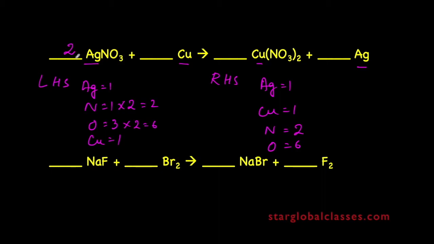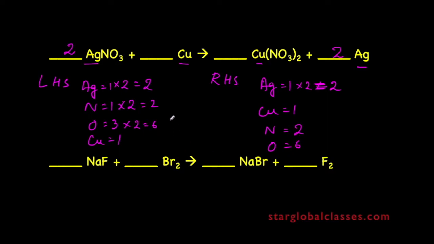Here we multiplied by 2. So silver now became 2. So we need to multiply this by 2. So silver also became 2. Now we check. Silver we multiplied by 2 on this side, it became 2. And silver on the right hand side also we have multiplied by 2. So it became 2.